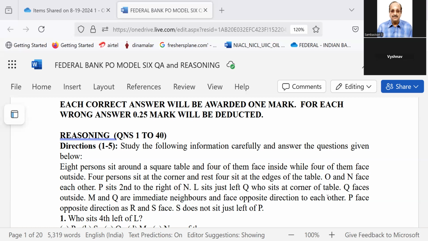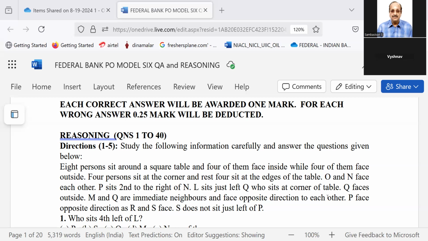Another useful piece of information is that O and N face each other. Now you see L, Q, M are occupied. Only two corners are available, one corner opposite to P and the other. In those, O will be facing inward, and N will be facing inward, but which way, we have to find out.